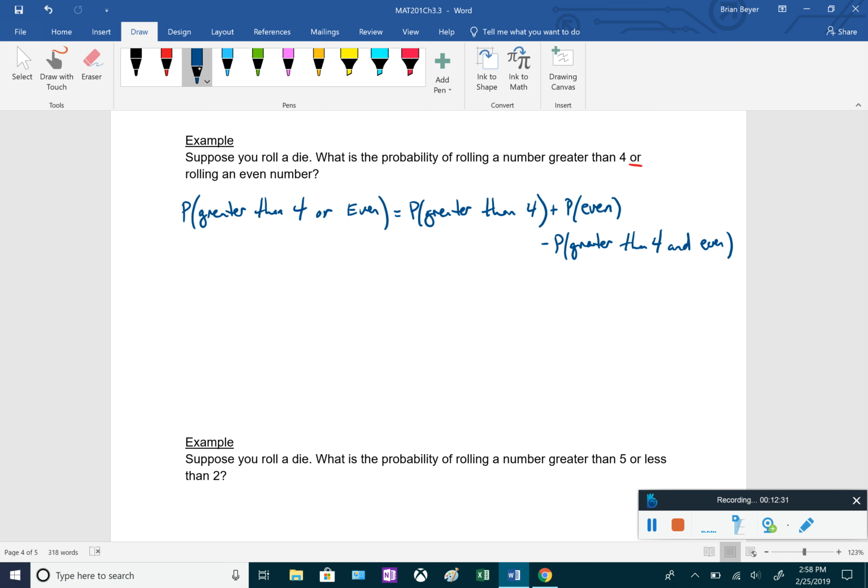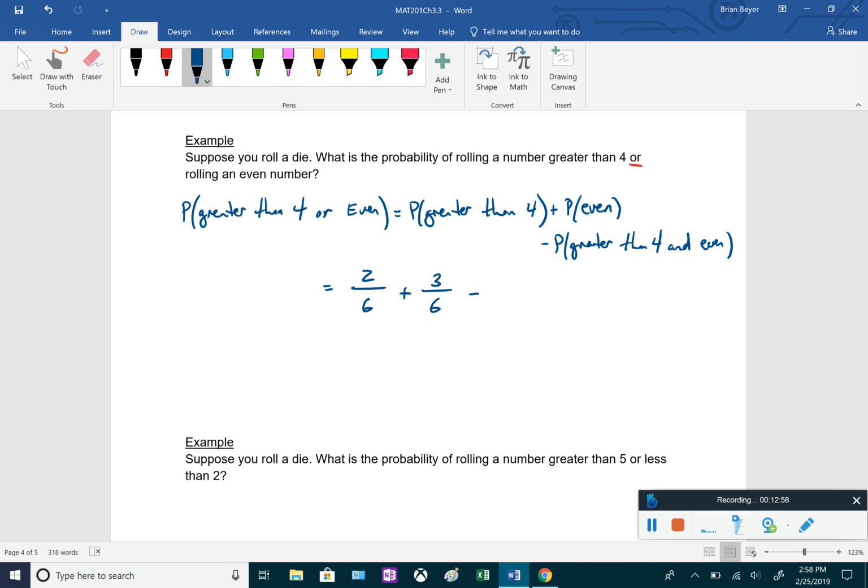Okay, so we want the probability that it's greater than 4. That means it can either be a 5 or a 6, so that happens twice. So that's 2 out of 6. The probability that it's even: there are 3 even numbers, 2, 4, and 6, between 1 and 6, so that's 3 out of 6.